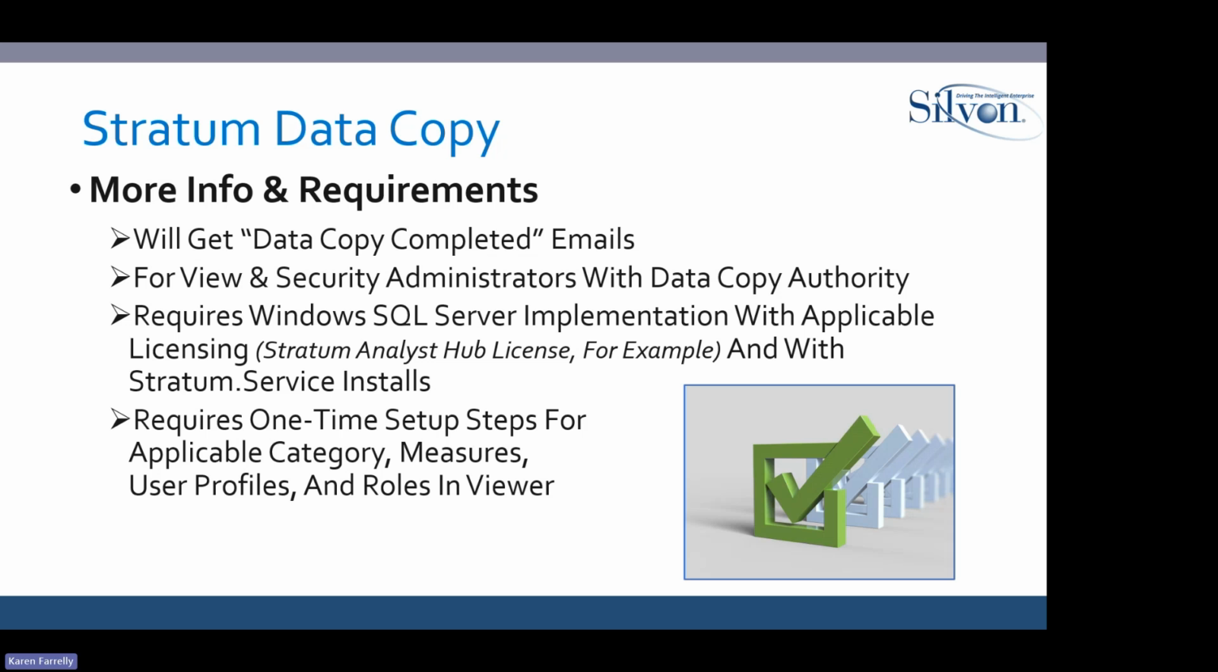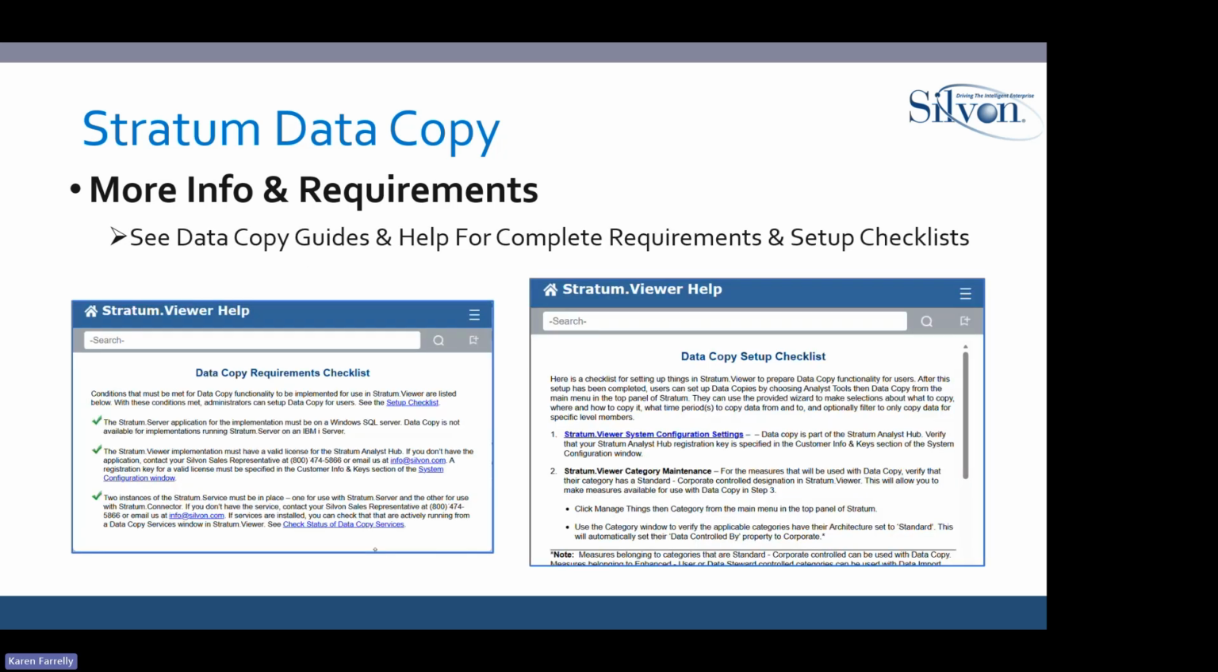In the case of Stratum Data Copy, there's also something called Stratum Service, which gets installed with your environment. So there's going to be some one-time setup steps for categories, making sure they're corporate categories, measures to make sure they're data copy enabled, user profiles having data copy authority, and so on. And I won't show the topics today, but whoever is setting up that data copy functionality for you, there are topics in Stratum Viewer Help, which go over what those requirements are and the step-by-step setup checklist that you can look at to make sure you've covered all the steps and things are actually set up the way they need to be for people to use this functionality.